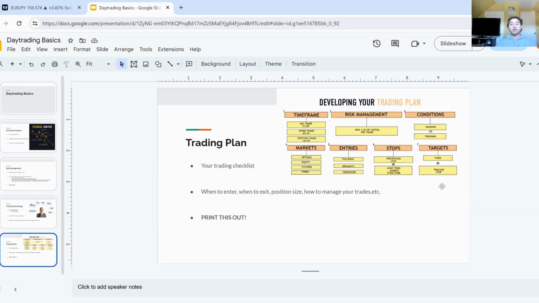Now, last and foremost, guys, this is going to be your trading plan. It's your trading checklist. It pretty much tells you exactly what to do and what not to do. Now, developing your trading plan, guys, might be a little bit difficult because it's going to require strategy, risk management, trading psychology, etc. And so it might not be something that you guys are ready for now. Or on the flip side, some of you guys might actually already have your trading plan. Now, the best thing I can tell you guys is to print this out.